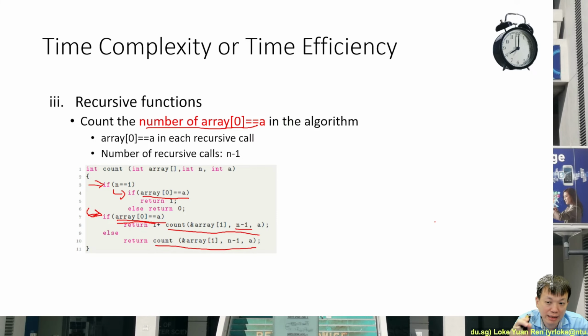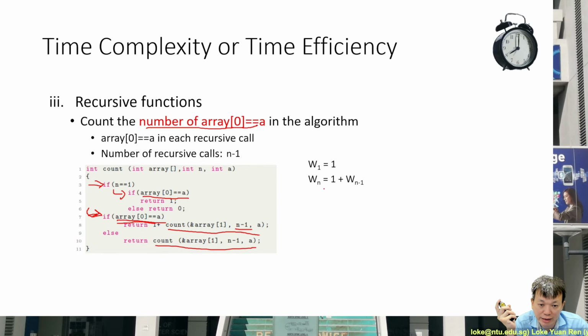But my question is the number of recursive calls. The number of recursive calls is n minus 1. The first one is called by the main function, so it is not considered a recursive call. But anyway, the process is exactly the same. They just do one comparison. So if n is equal to 1, then you only do one comparison. Very obvious.